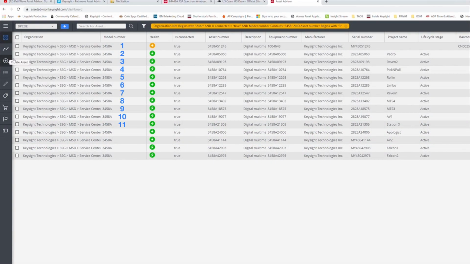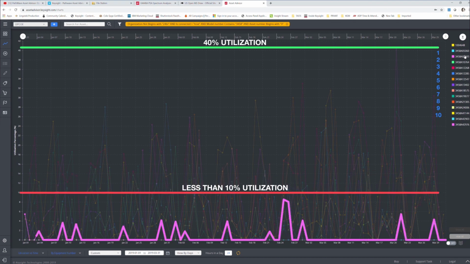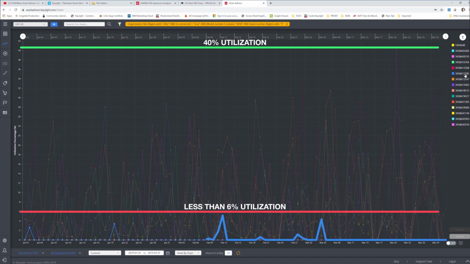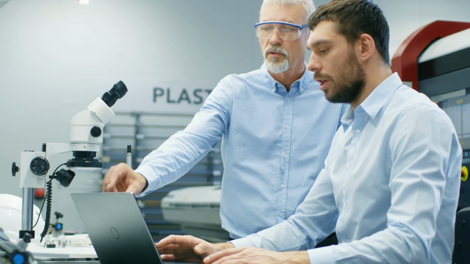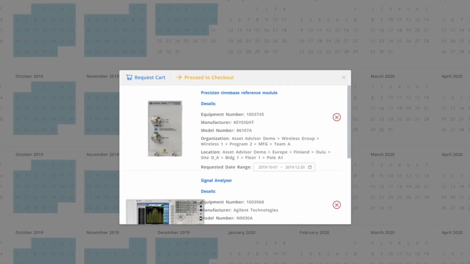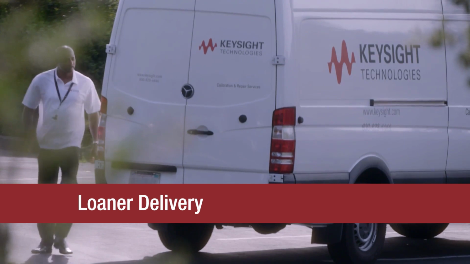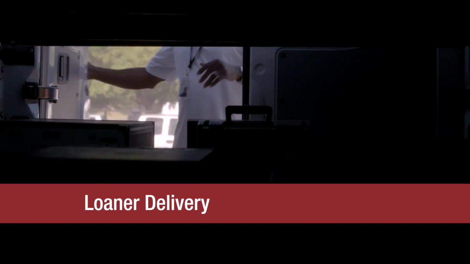You have 15 identical instruments in the lab. Your team utilizes several, but uses two only occasionally. Having this data allows you and your managers to make better investment choices. For example, you can easily share underutilized instruments and schedule them through the loan pool workflow. Keysight can even deliver the scheduled loaner across multiple locations.